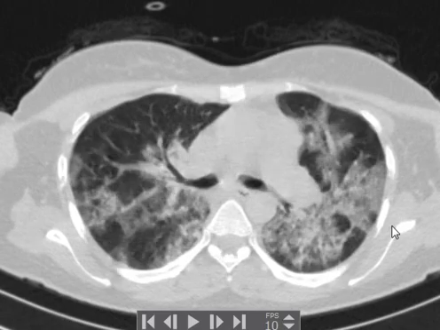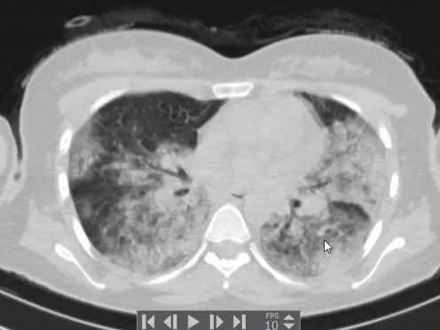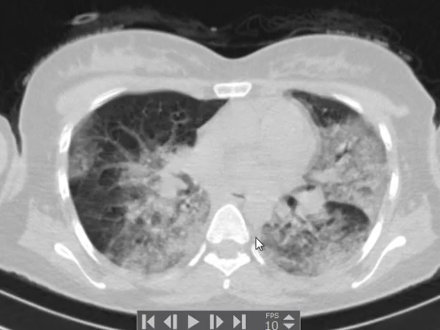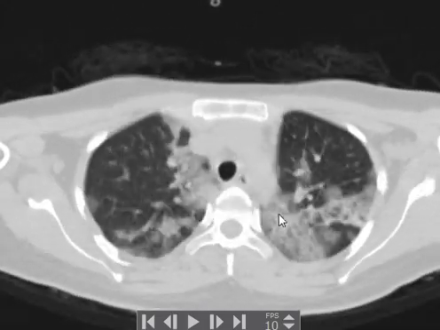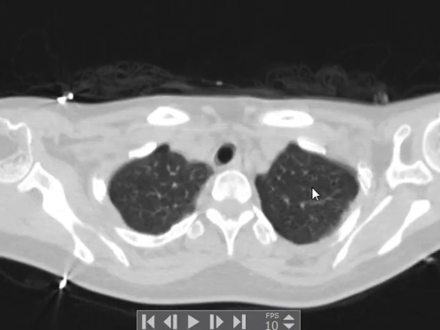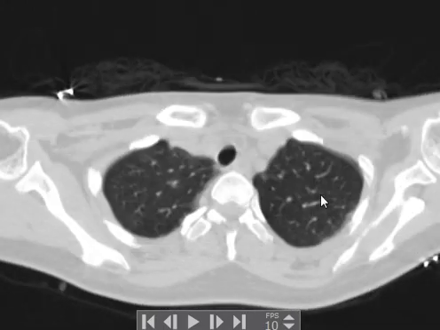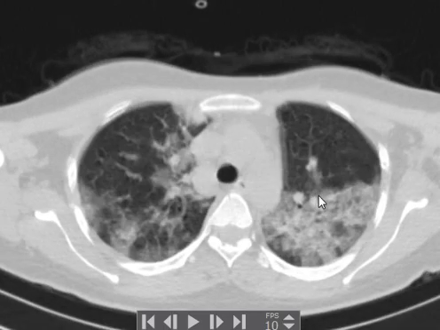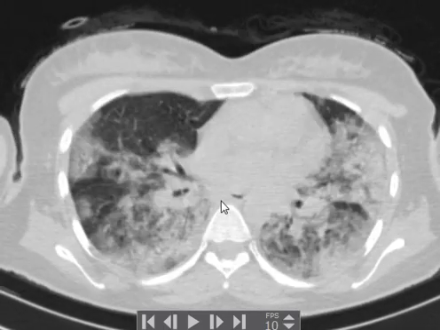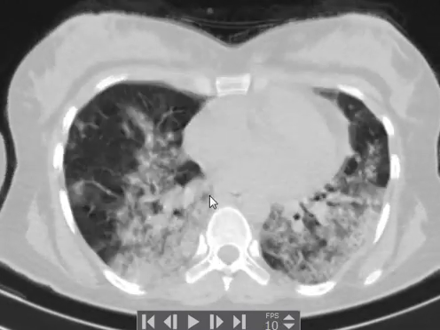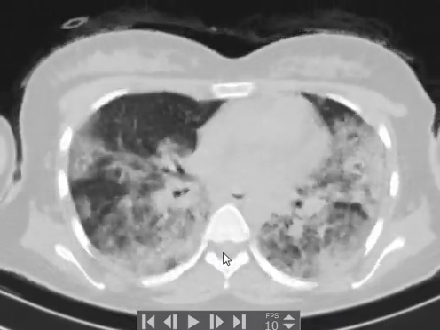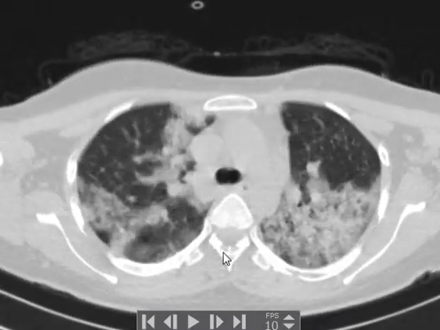The distribution is mainly radiating from perihilar into the peripheral aspect of both lungs, and it's more in the less well ventilated areas of the lungs, that is the lower lobes bilaterally. And you can see that the lung apices are relatively spared because they are well ventilated. The upper lobes are usually less severely affected because they are well ventilated. Of course there is no bony abnormality because it has nothing to do with the viral pneumonitis.